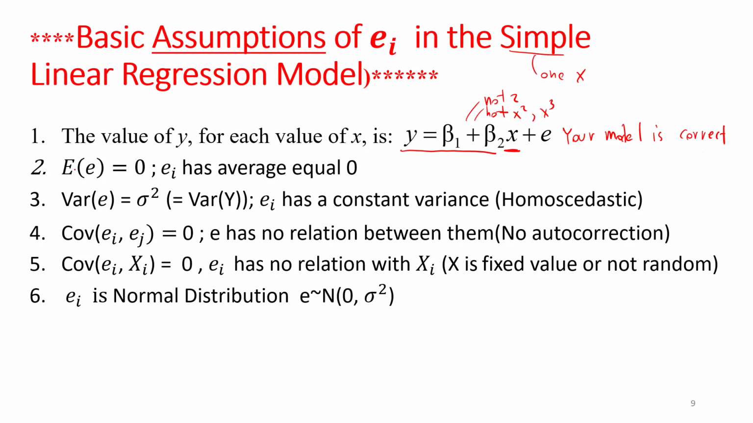Second, expected. This is called expected, which means average. So expected error equals 0, or error has an average equal to 0, which we already did together. Oh, this one is 0, right? That means the average is 0 as well.